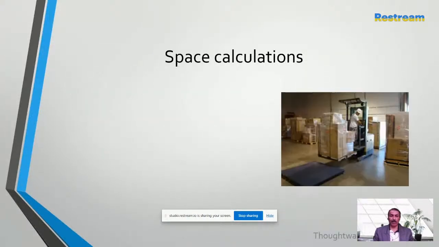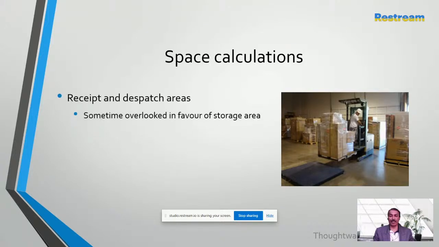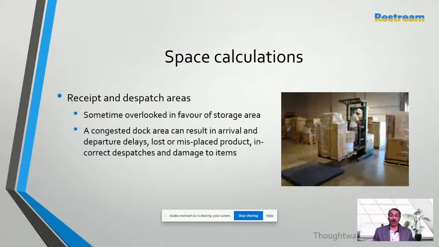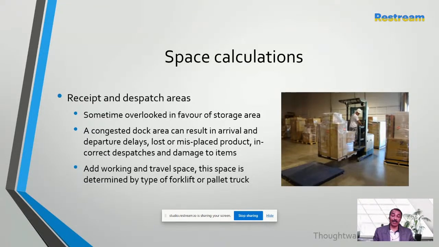There is a thumb rule for calculating the space. You need to consider the receipt and dispatch area. Maybe sometimes it is overlooked in favor of a storage area. We don't keep any reserve space for these kinds of items. A congested dock area can result in arrival and departure delays, loss or misplaced product, incorrect dispatches, and damage to the items. Add working and travel space, and this space is determined by the type of forklift or pallet truck you are going to use.